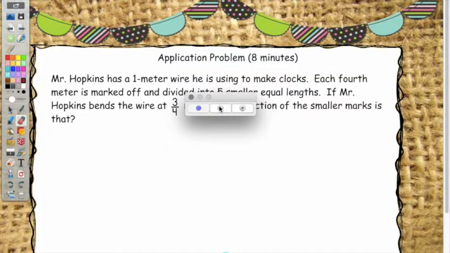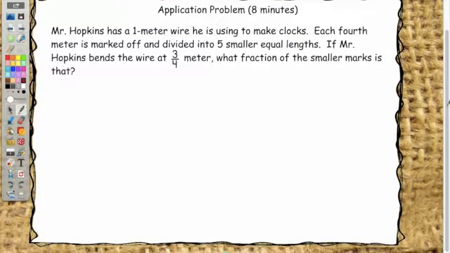Okay, let's take a look at this. First thing I want to do is read it, then we're going to put a box around what we think is important. Mr. Hopkins has a 1-meter wire he is using to make clocks. Each 4th meter is marked off and divided into 5 smaller equal lengths. If Mr. Hopkins bends the wire at 3/4 meter, what fraction of the smaller marks is that? It's like Miss Watkins. Yeah? Yeah. It does a little bit.